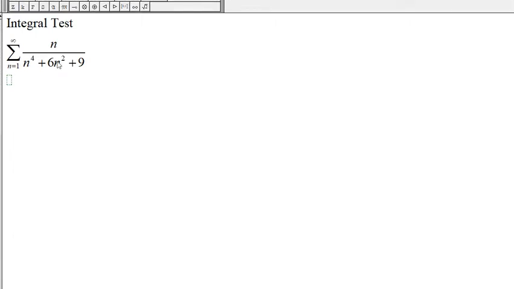Here we have the infinite series of n divided by n to the fourth plus 6n squared plus 9. And we want to use the integral test to show that this series converges.